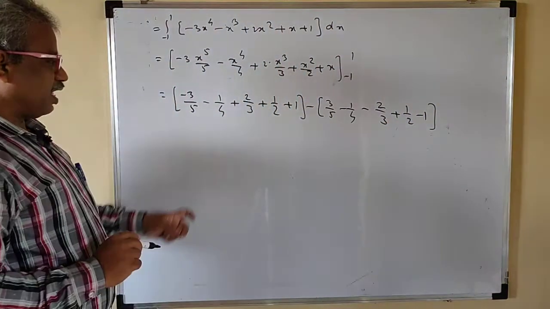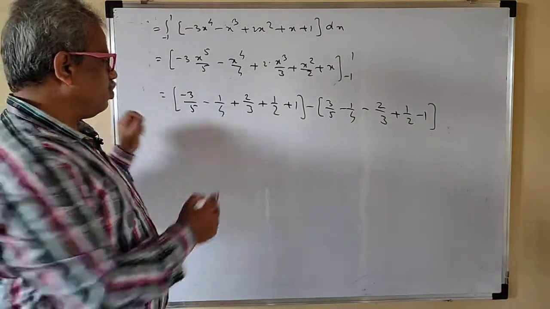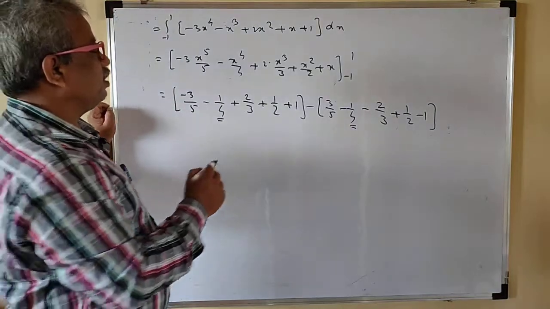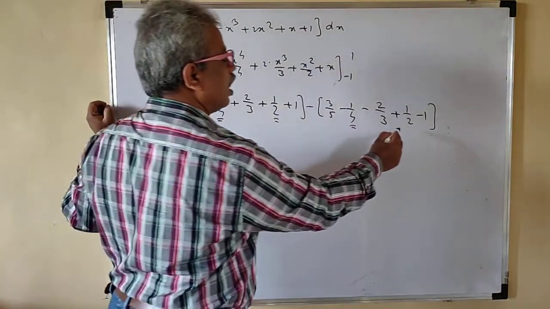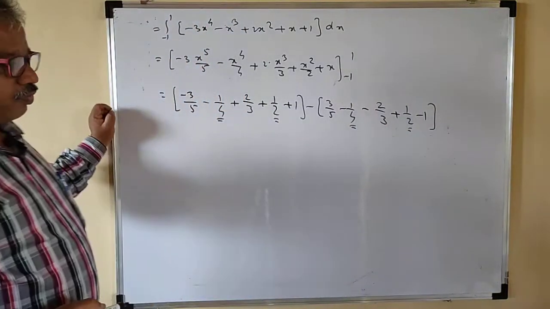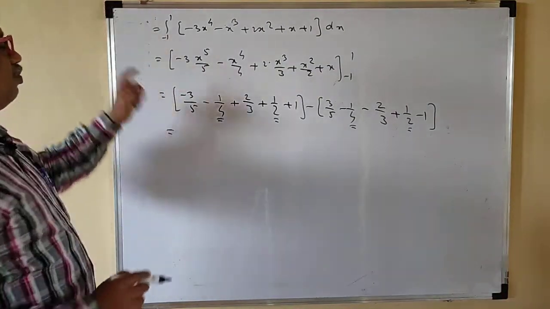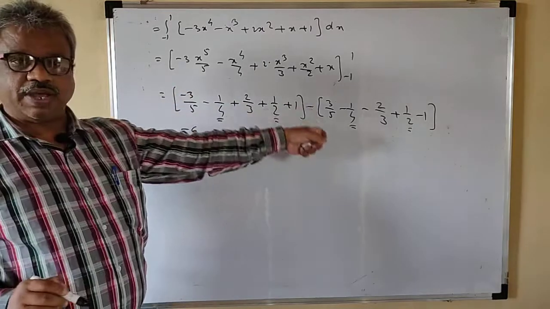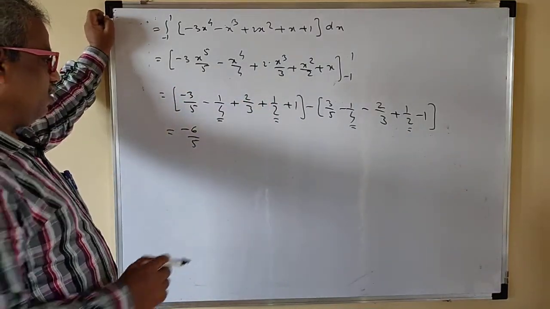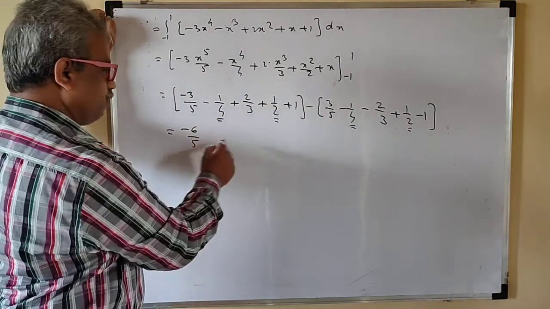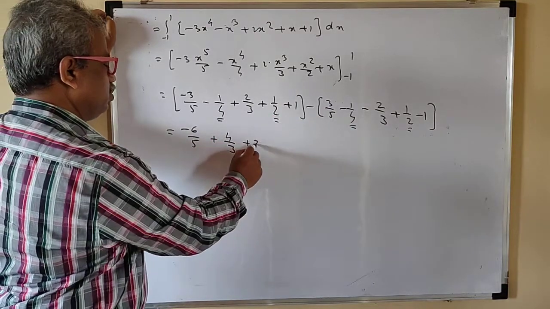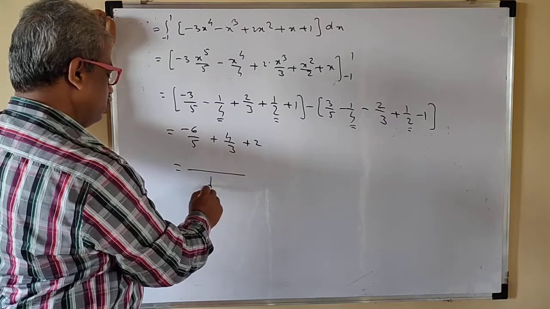Now see the same sign. This is minus 1 by 4, and this is minus 1 by 4. The middle one is minus, so they get cancelled. This is half and this is half, so they get cancelled. Now we have to do the addition of this one: minus 3 by 5 minus 3 by 5, this is minus 6 by 5. Then plus 2 by 3 plus 2 by 3 is 4 by 3. Then 1 plus 1 is 2.